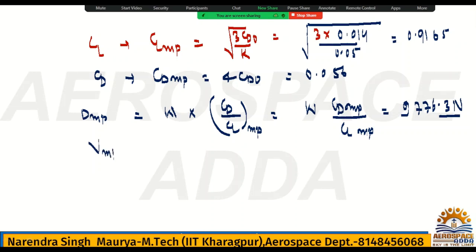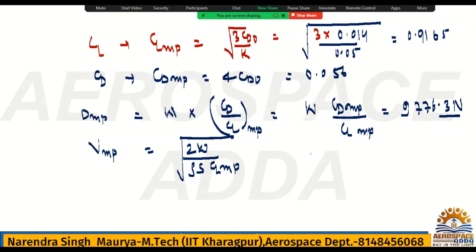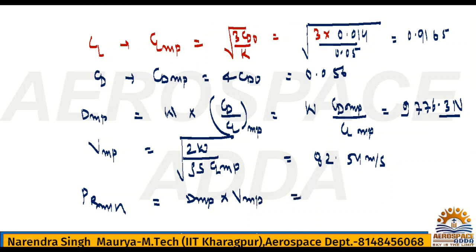Now what is the VMP? VMP is nothing but root of 2W divided by rho S CLMP. So you solve it: 2 into 160 into 10 to the power 3, divided by rho, sea level density 1.2, area 42 meter square, divided by CLMP 0.9165, right? Take the root of it, and we get 82.54 meter per second. What is the minimum power? PR min is nothing but DMP into VMP, yes or no?